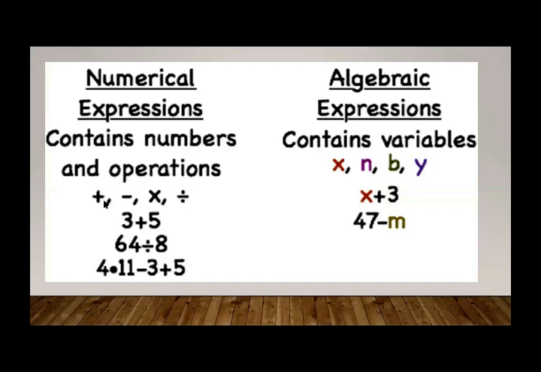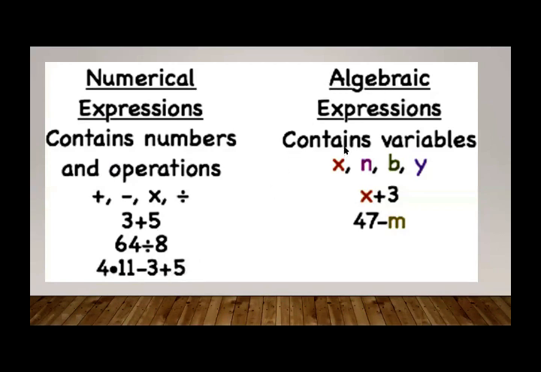The operations are plus, minus, multiply and divide. There are a few examples like 3 plus 5, 64 plus 8, 4 multiply by 11. You know multiplication can be represented by a dot. So we read 4 multiply by 11 minus 3 plus 5.